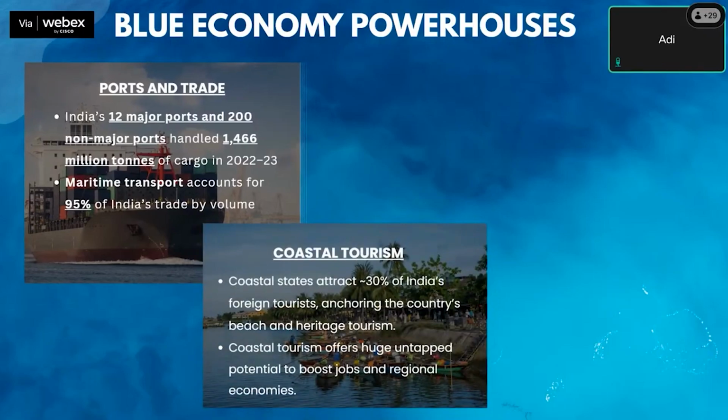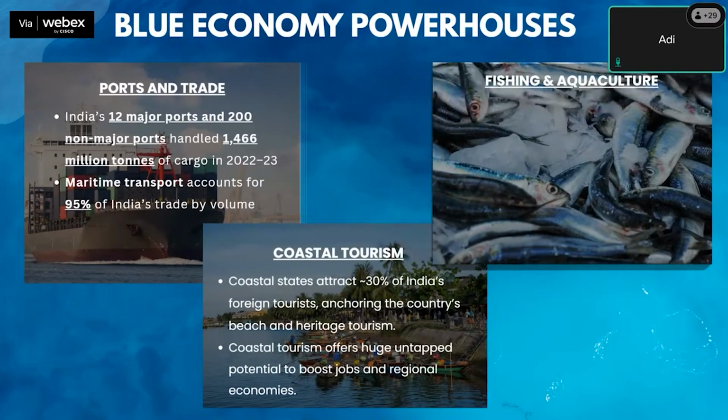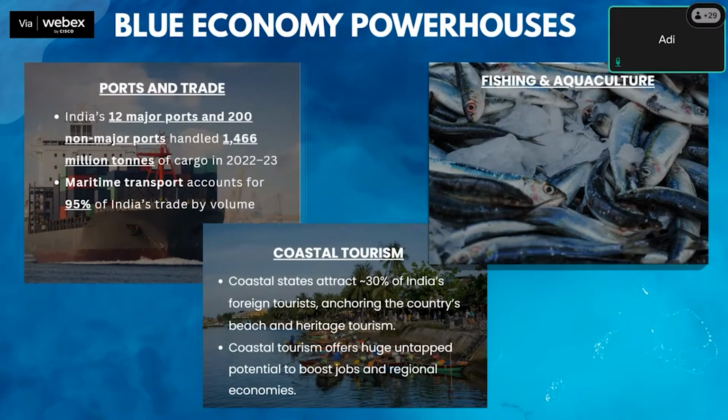Let's talk about the blue economy. Starting with ports and trade, India has 12 major ports and around 200 non-major ports, which handle about 1,400 million tons of cargo. The maritime sector supports about 95% of India's trade by volume and 70% by value.